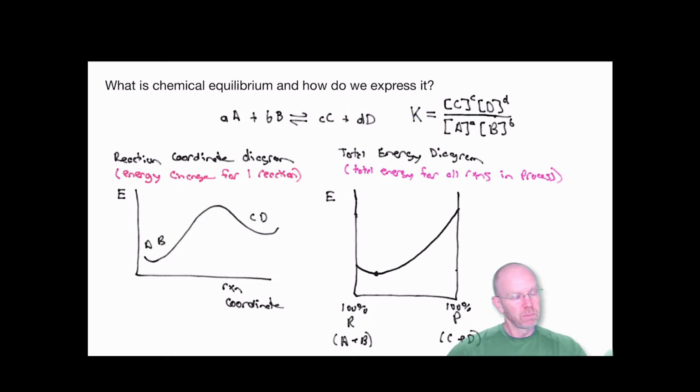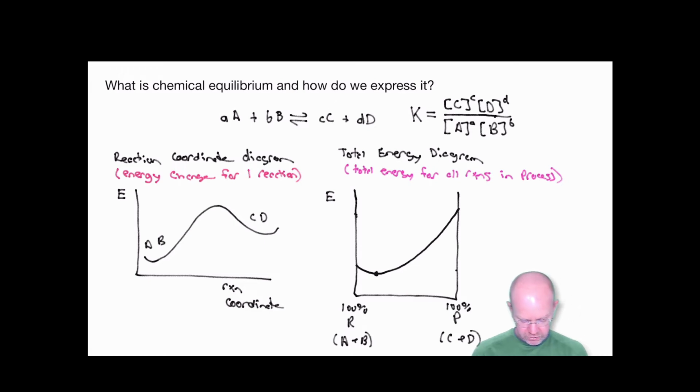So when K is super small, that means the reactant side is more stable and the product side is less stable. Conversely, if K is very large, that means the products are more stable and thus they're the ones that are favored at equilibrium. Okay, so that's equilibrium and how we express it.